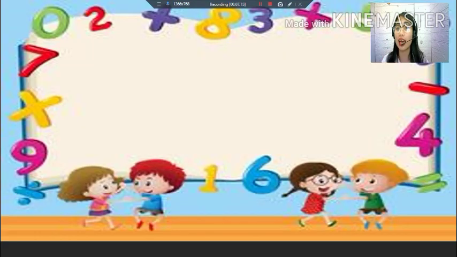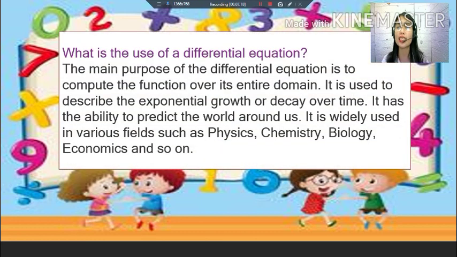For this part, this is the use of differential equations, by the way. The main purpose of a differential equation is to compute the function over the entire domain. It is used to describe exponential growth or decay over time. It has the ability to predict the world around us. It is widely used in various fields such as physics, chemistry, biology, economics, and so on.